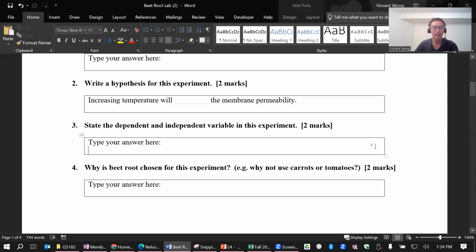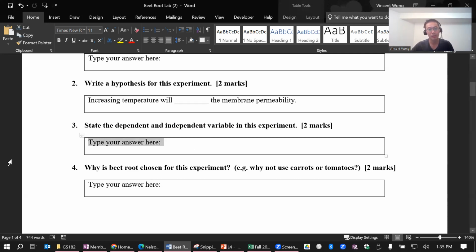Next, state the dependent and the independent variable. The dependent variable is the one you are observing in the experiment. So after you watch the demo, what was the lady observing? What was she measuring in the experiment? And then the independent variable is the one that's being changed. There's only one thing that was changed in the experiment.